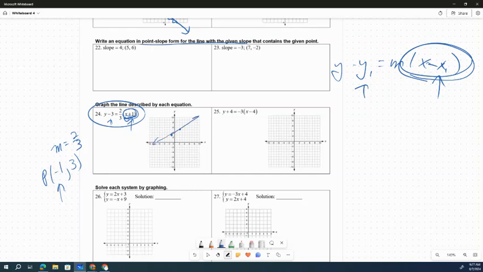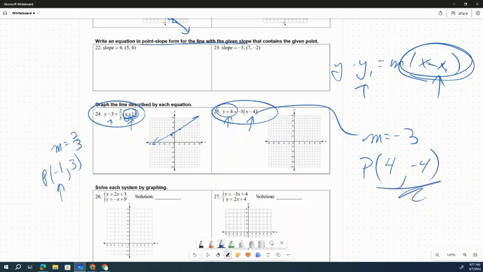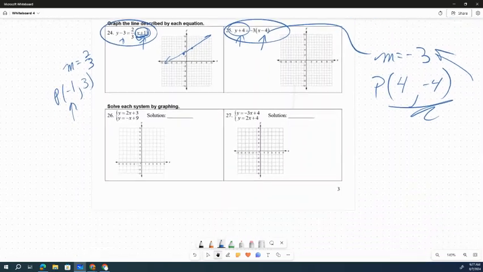So same idea here. Think to yourself, the slope, that's an easy one. The slope is negative 3. But the point, remember, is the opposite of what you're looking at. So it's a positive 4, and the opposite of what you're looking at here, which is negative 4. So plot that point and then move your slope. Notice I don't say graph your slope, it's move your slope.